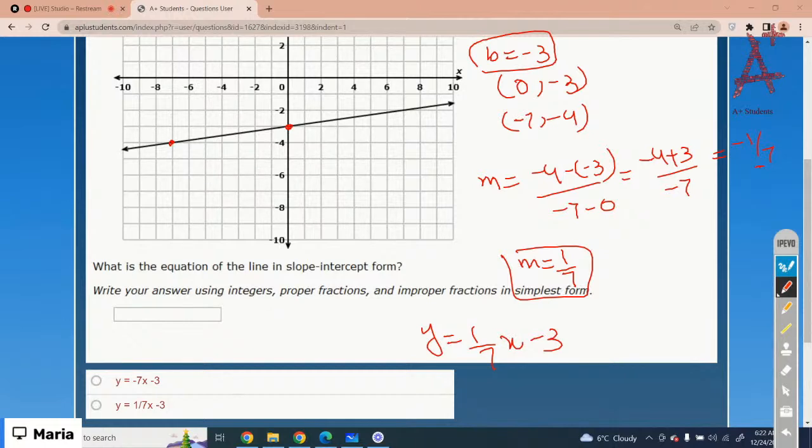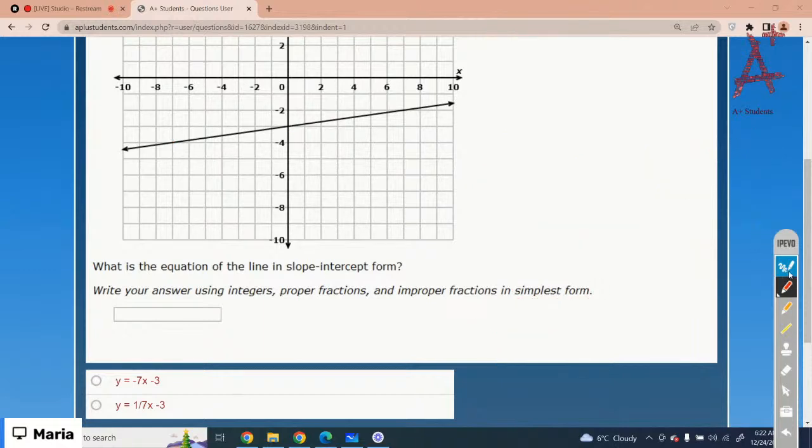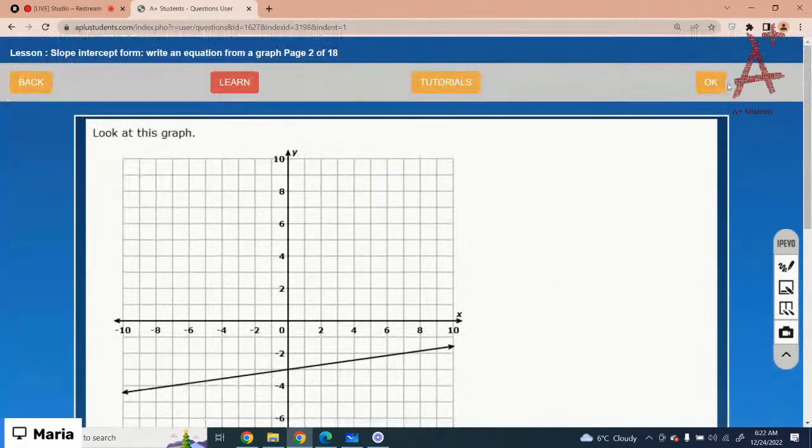Just select the correct option, then click on the OK button. Got it? So the second option is the correct one. Just select the correct option, then click on the OK button.